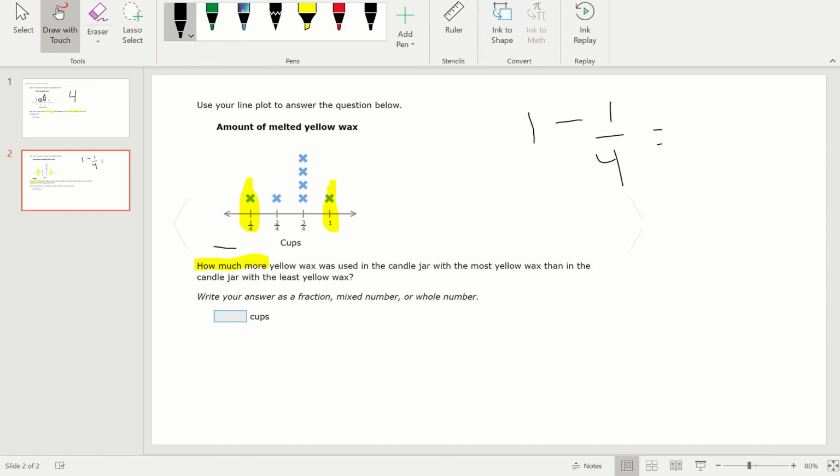I'm going to change the 1 and I'm going to make it into a fraction. And we know that fractions equal 1 when they have the same numerator and the same denominator. And this time I use fourths because the other fraction is using fourths as well. Then I can subtract and easily find my answer. So the difference between the two is 3/4 cup.